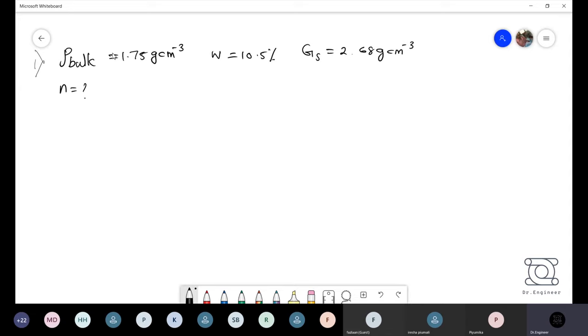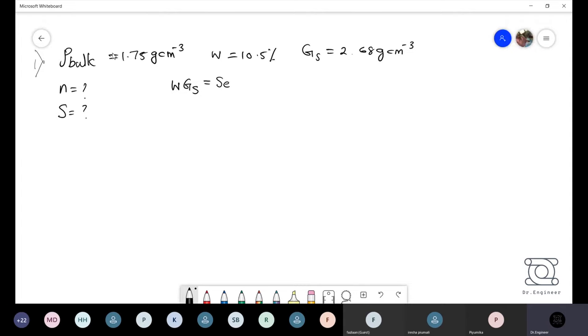As soon as we see these two data, we know that W into GS is equal to S into E, right? So we know this relationship. The issue is that the second question is asking for the degree of saturation, so we don't know both the parameters S and E. Somehow, if we find S or E, whichever parameter, we can go to the other one, right?